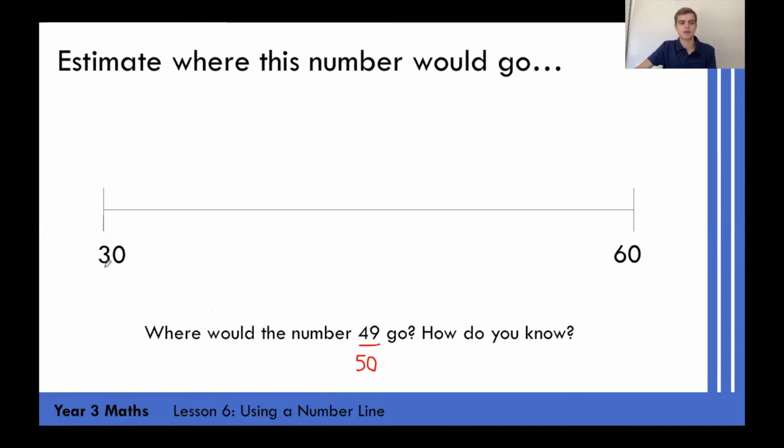Fantastic. Now, if I'm going to split these, I can see that 30 and 60, I know they're multiples of 10. So if I count 30, 40, 50, 60, so 60 here. I'm going to put my multiples of 10 in first. So if I was counting in tens, they look close to 10 apart, don't they? 30, 40, 50, 60. 49, I know, is one less than 50. So I'm going to put 49 about there. I wonder if you were estimating that 49 would go about there as well. Well done if you did.